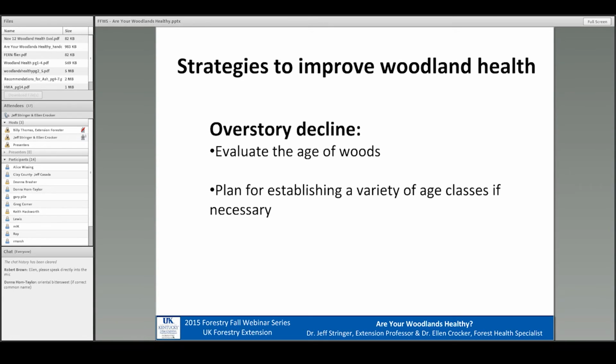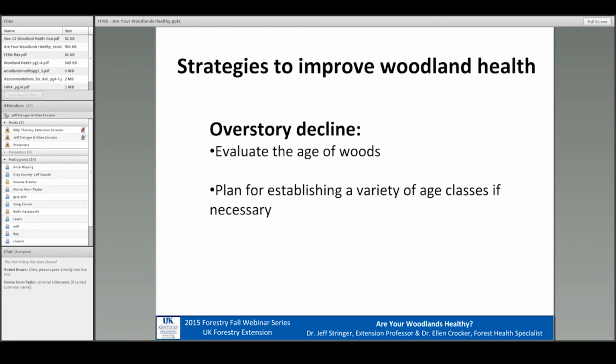And we've got to plan for establishing a variety of age classes. What we mean by that is, if you've got an overstory that's starting to age and you're starting to lose some trees, let's say you have an overstory with a lot of black oak in it. Black oak is a fairly short-lived oak species. When it gets 80, 90, 100 years old and you start getting droughts, you're going to start losing those black oak overstory trees, and you know that's coming. So you know that's an issue.